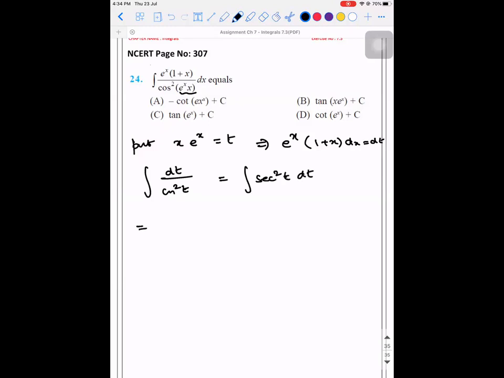So what will this be? Tan t. But t is what? Tan t is tan of x into e power x plus c. Is there an option? Got it? This is easy, right? So you need to work more on trigonometry based problems. These kind of manipulations are expected. Shall I move on to the next exercise?